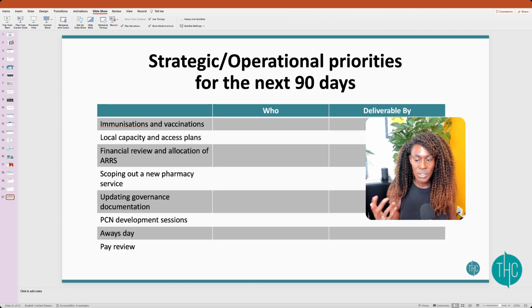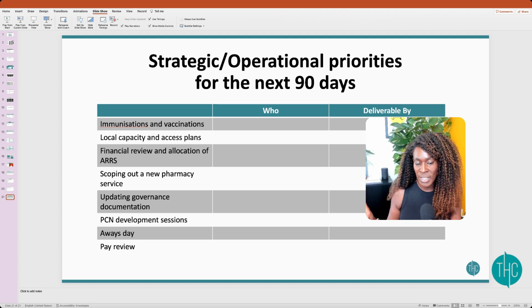And then you might want to include your next steps. I think working on some strategic and operational priorities across 90 days gives us enough time to actually be able to deliver. As an example, the focus may be on immunisations and vaccinations as we head into winter, and local capacity and access plans. You might want a financial review and just look at the allocation of ARRS.